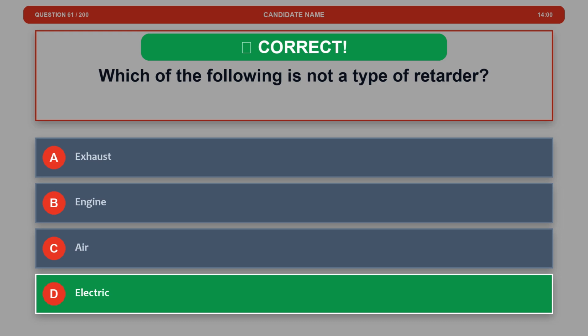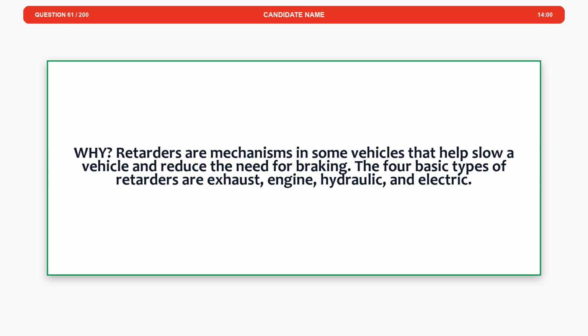The correct answer is option D, electric. Explanation. Retarders are mechanisms in some vehicles that help slow a vehicle and reduce the need for braking. The four basic types of retarders are exhaust, engine, hydraulic, and electric.